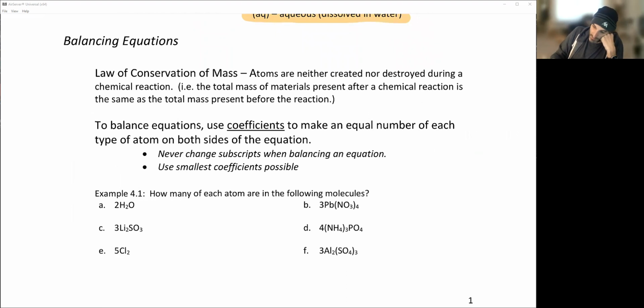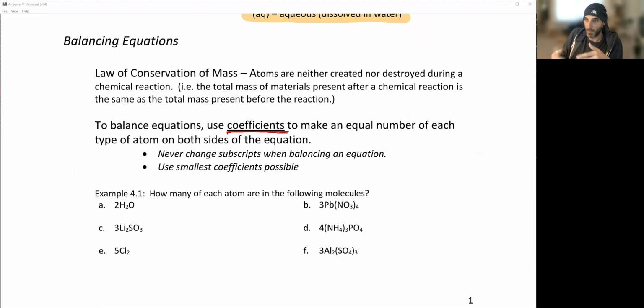And so atoms are neither created nor destroyed, and we have to follow that, as in the coefficients need to have an equal number of each atom of each type. So never change any subscripts. You can only change coefficients. And ideally, we want to use the smallest possible coefficient. So those are the two rules in terms of balancing an equation.